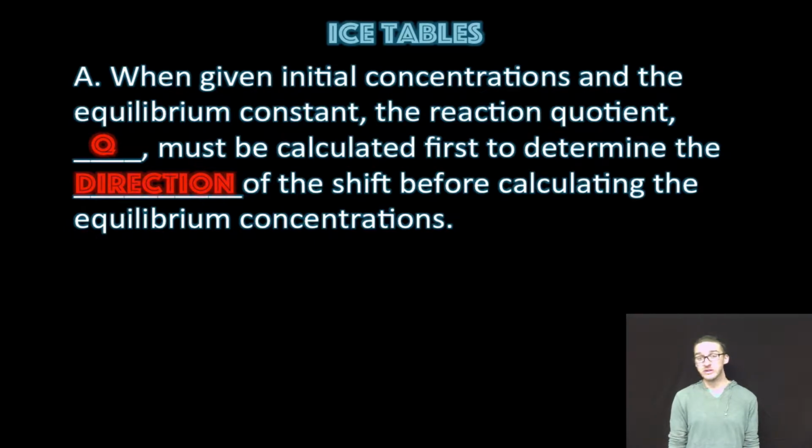Okay, so that was sort of the easy level ice table. Keep in mind that you will also sometimes be given initial concentrations and the equilibrium constant, which means then you'll first have to determine the reaction quotient Q to decide which direction the reaction is going to shift before continuing any calculations using your ice table.